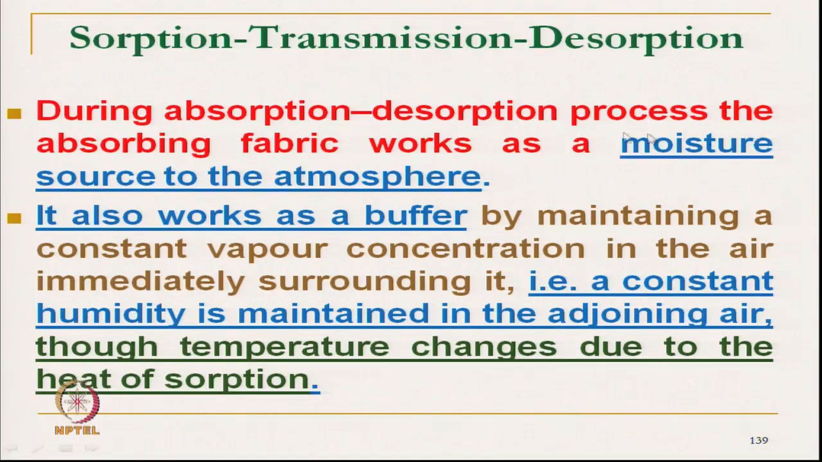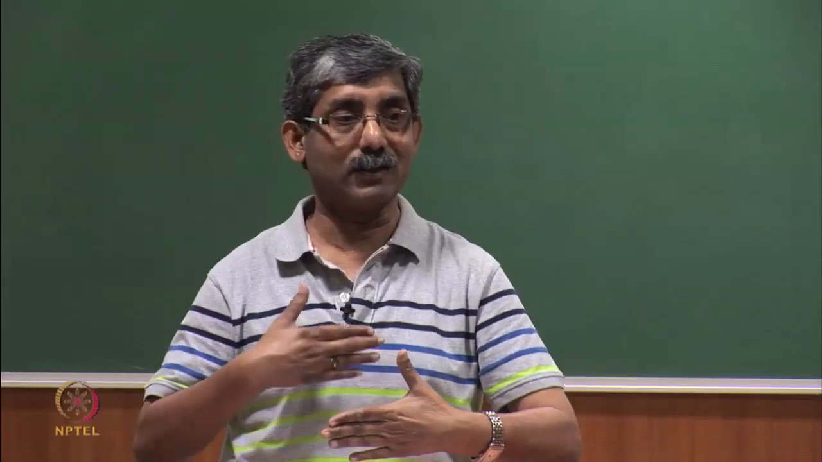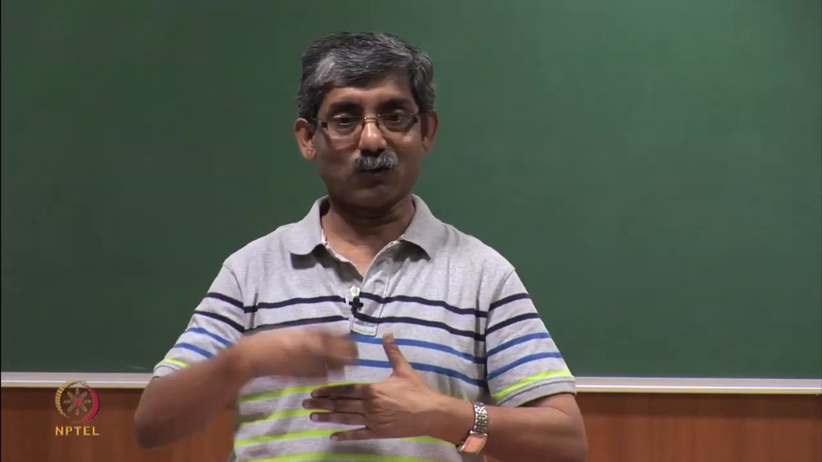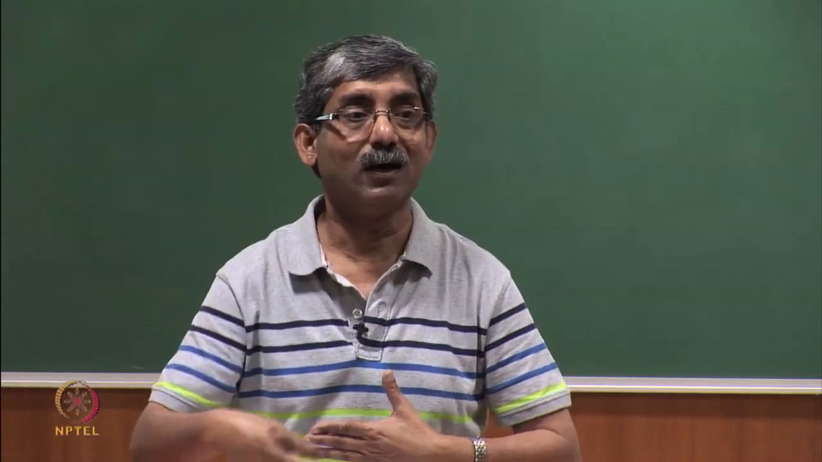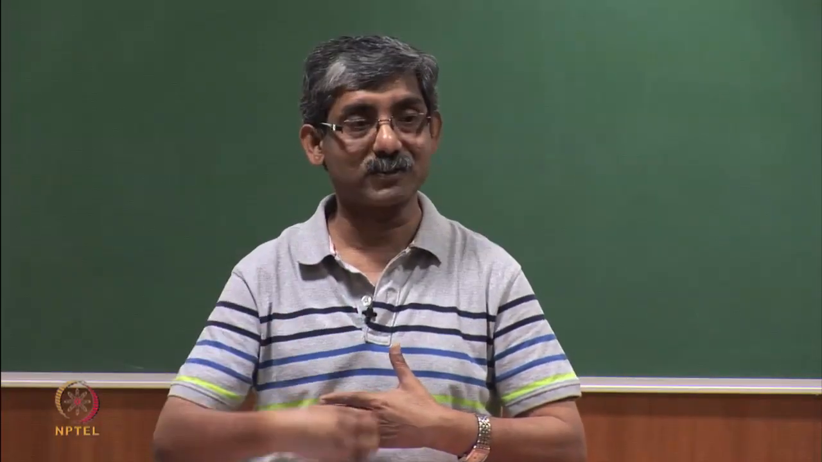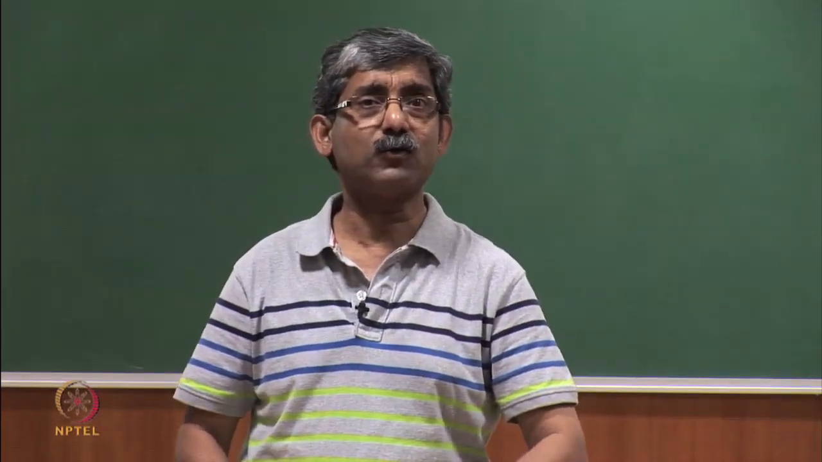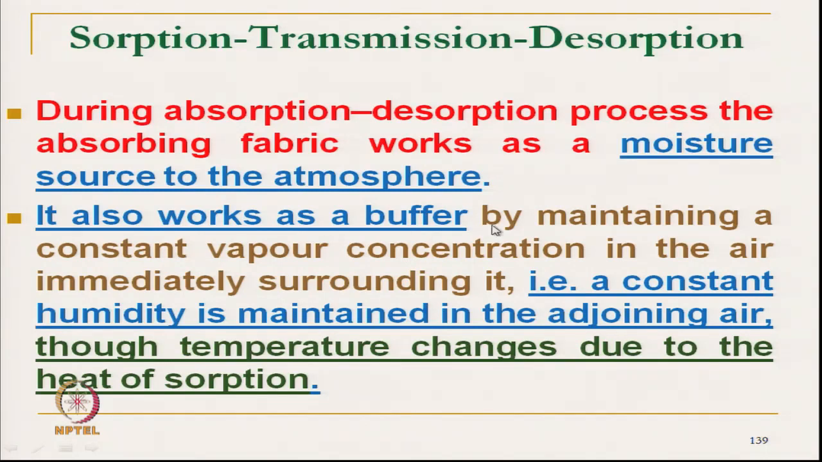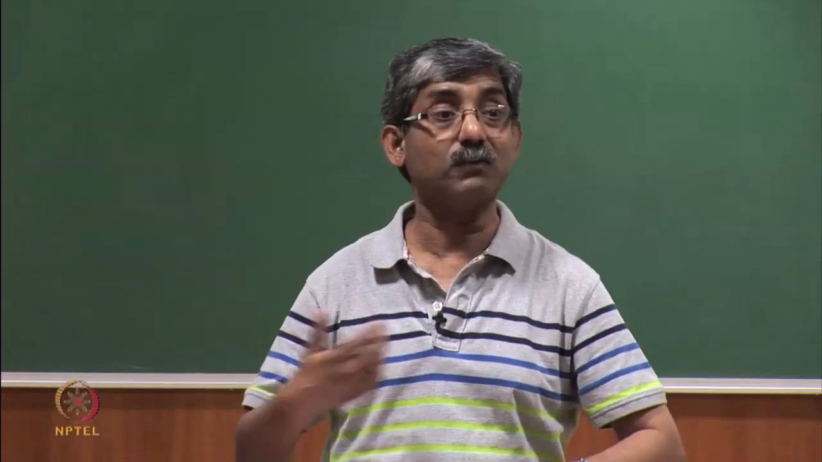During the absorption desorption process, the absorbing fabric works as a moisture source for the atmosphere. So, when the absorbing fabric absorbs moisture from the human skin, it always acts as a moisture source to the environment. It always releases moisture to the environment and it also acts as a buffer. That means it always maintains a constant vapor concentration around the surface. Okay. A constant humidity is maintained in the adjoining air though the temperature changes due to the heat absorption. So, it maintains the constant moisture vapor concentration because it is a constant source of moisture.